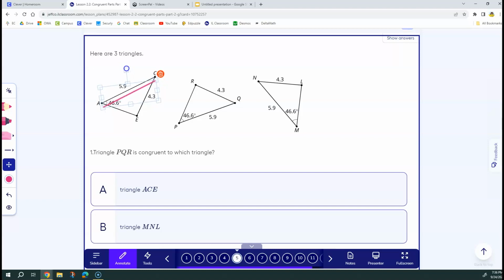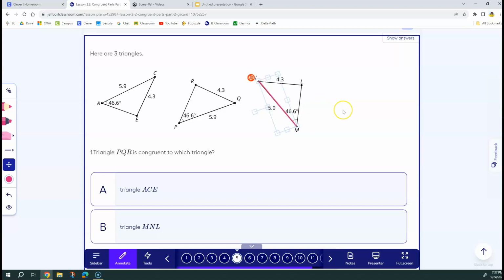This will let me rotate and move. And okay, so those two side lengths, 5.9, those two match up. Let me come over here to the third triangle and see if I can get it to do the same. Again, I can use my rotation tool. That's what you can use the tracing paper or the blank paper for, to trace the line and see if they are equal. Or you can measure using the ruler.